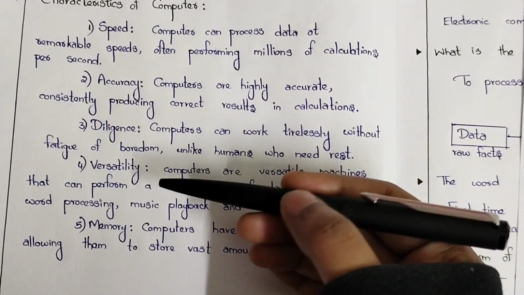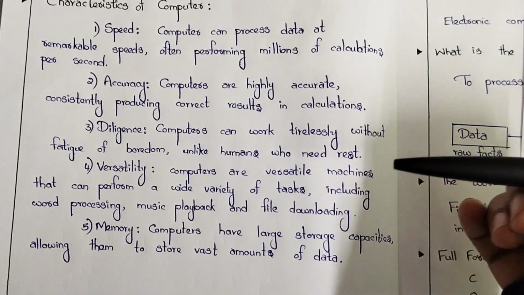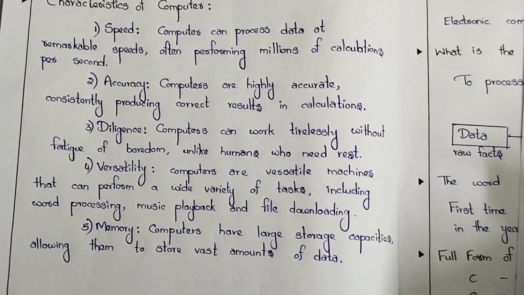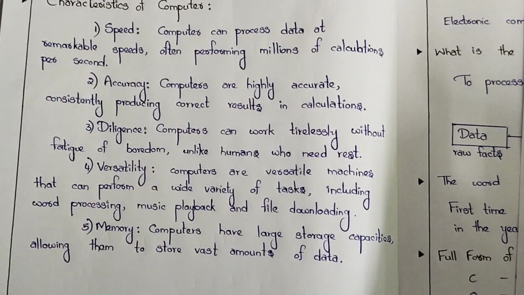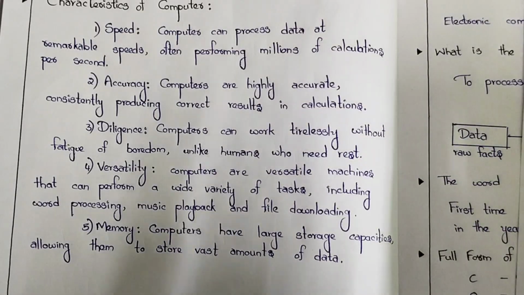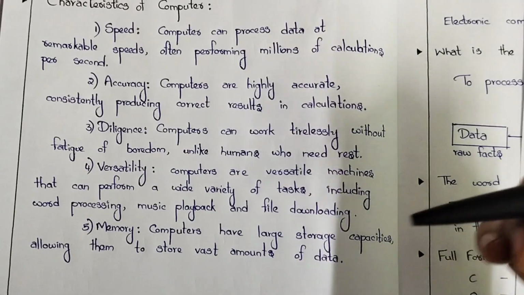The next one is versatility. Computers are versatile machines that can perform a wide variety of tasks, including word processing, music playback, file downloading, etc. They can perform a variety of tasks or processes, including all these things. Versatility means the ability to perform a wide variety of tasks. The next one is memory. Computers have large storage capacities, allowing them to store vast amounts of data.